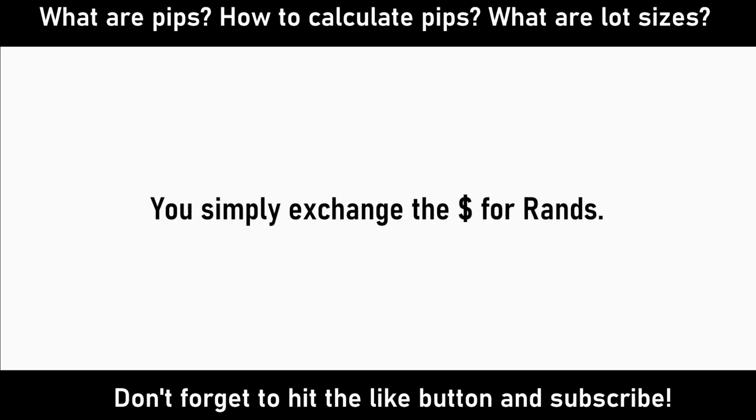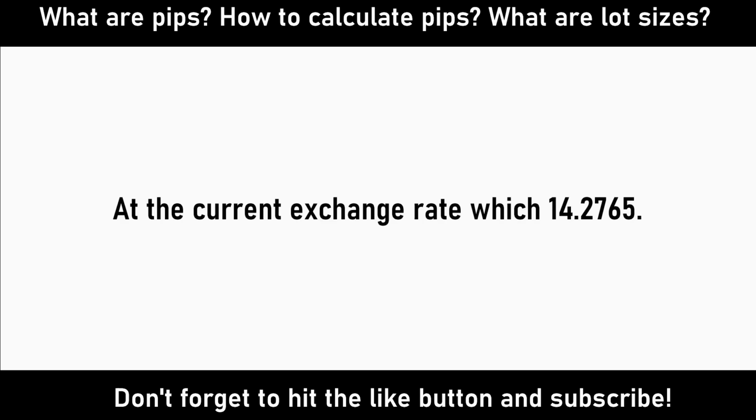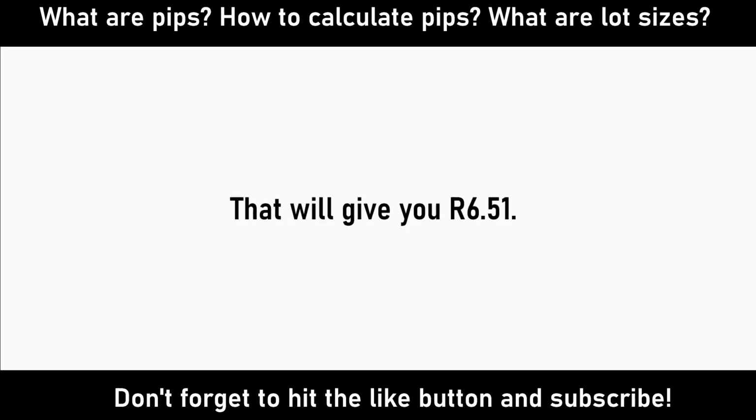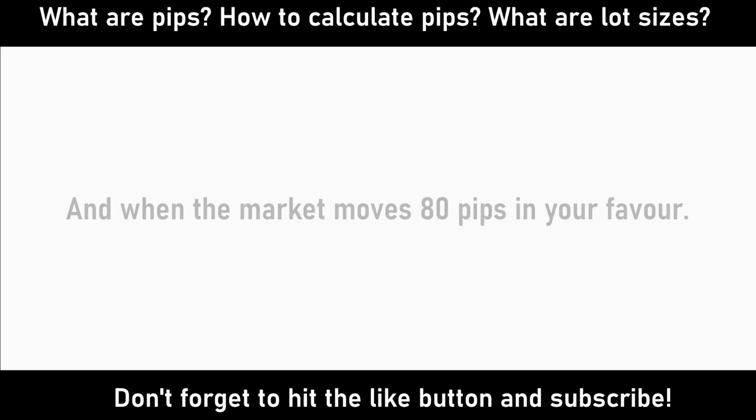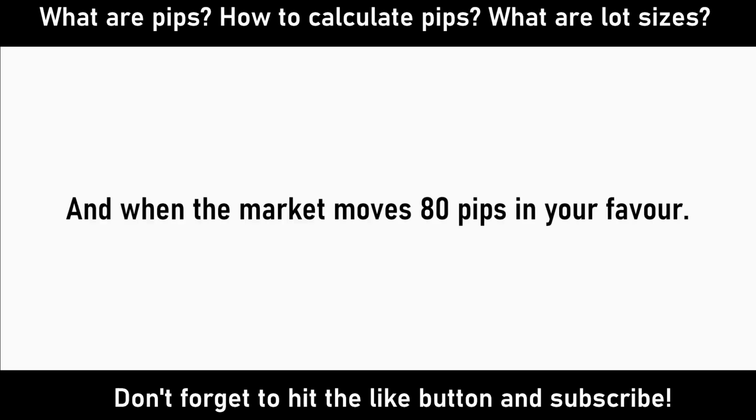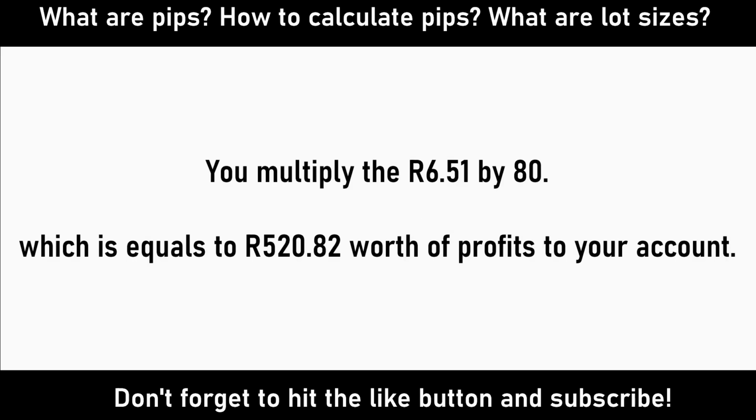Therefore, you simply exchange the dollars to rands at the current exchange rate, which is 14.2765. That will give you 6 rand and 51 cents. And when the market moves 80 pips in your favor, you multiply that by 80 and that will give you 520 rand and 82 cents worth of profits to your account.